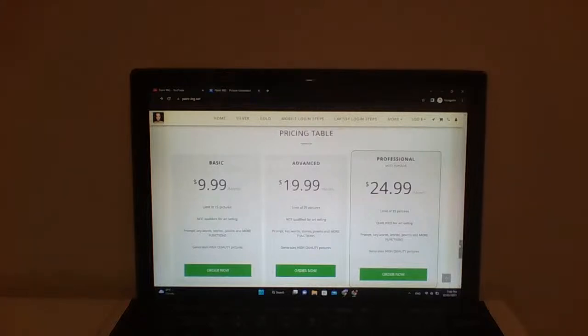Unfortunately, you're not qualified for art selling. That means you can't sell your artworks and your pictures in our online art selling store. The functions include prompt, keywords, stories, poems, and more. For the basic plan, you generate high quality pictures.